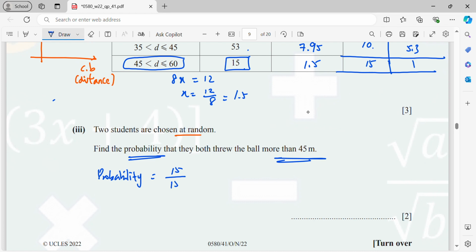So that means the probability of the first student who threw the ball more than 45 meters will be 15 over 150. And then the second student, okay, 2 students here. Since out of 150, you have considered 1 student, that means now left 149 students. And for those who threw more than 45 meters, initially 15 students, you have considered 1, that means now left another 14 students. Therefore here you will be getting 14 over 149. That is our probability.